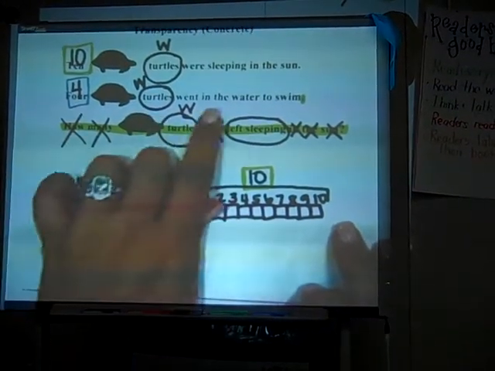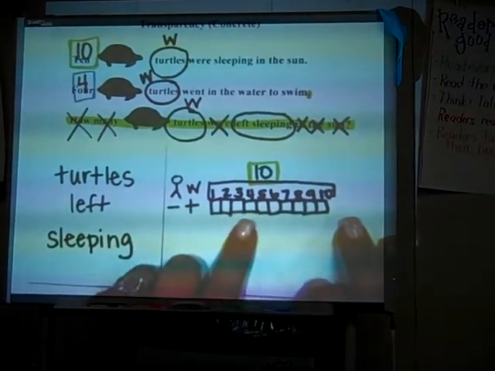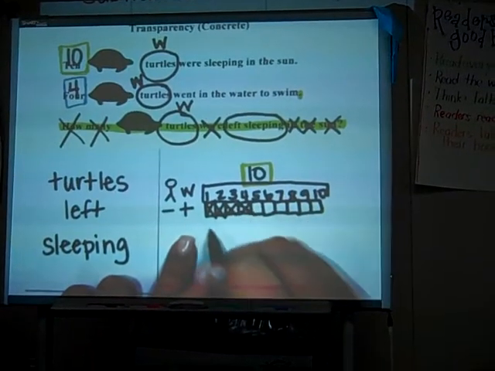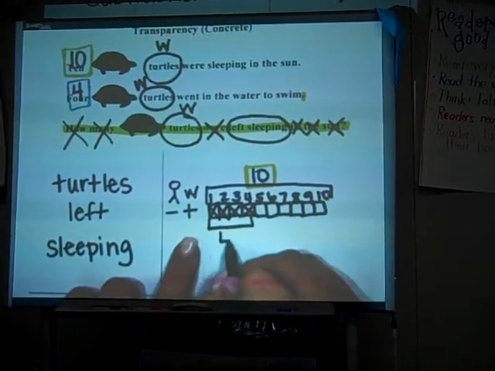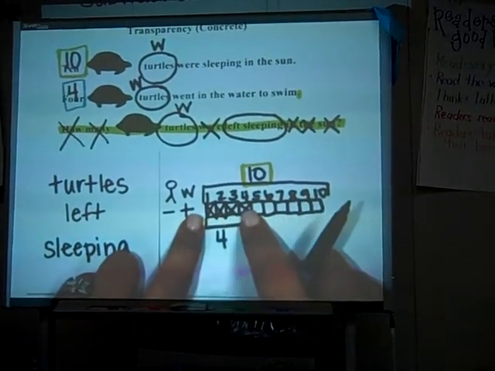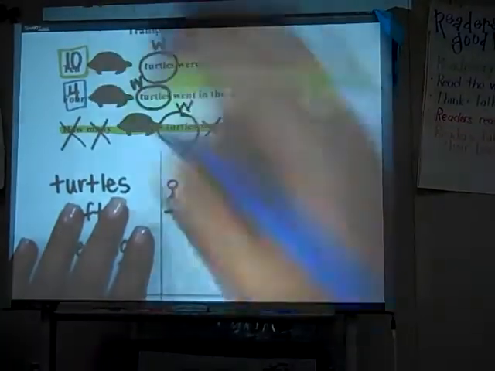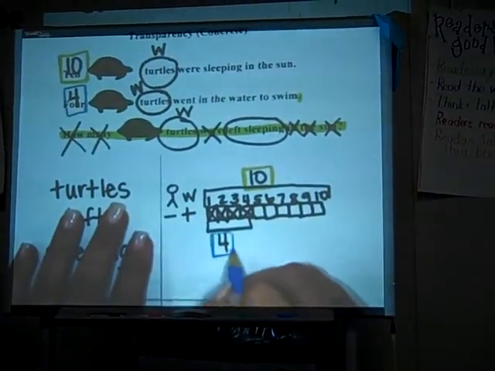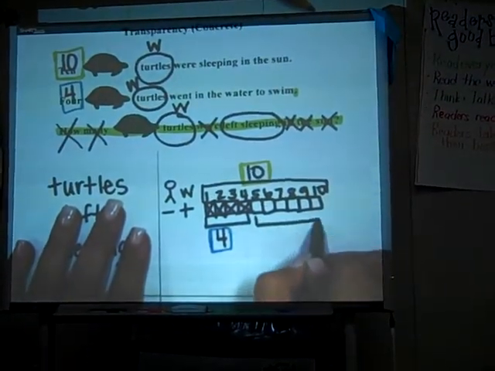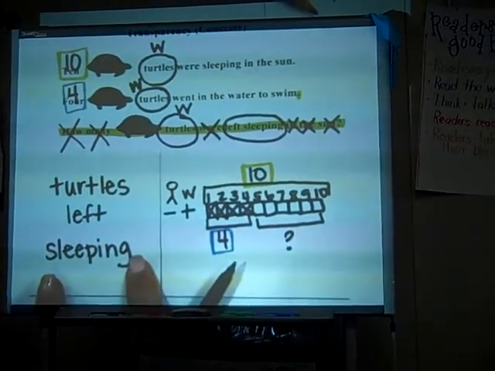Since 4 turtles went swimming in the water, and that's the number that we're taking away, I'm going to take away 4 turtles. 1, 2, 3, 4. I took away 4 turtles. Make sure that we're putting our X's from the left to the right and not from the right to the left. And this is my smaller number. Our question mark will go on the boxes here showing how many turtles were left sleeping.